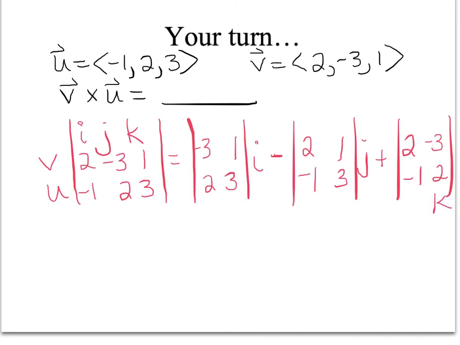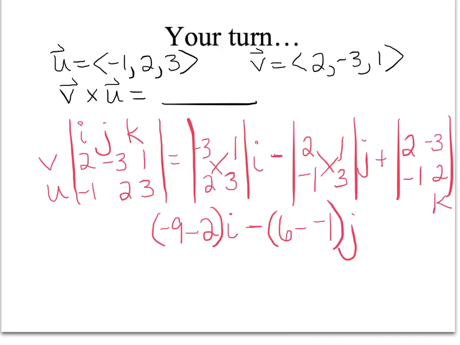Now remember to do the determinant, cross multiply and subtract. So negative 3 times 3 is negative 9, minus 2 times 1 is 2. Subtract the determinant for j. So when I cross multiply, 2 times 3 is 6, minus negative 1 times 1 is negative 1. And then for the k, 2 times 2 is 4, minus negative 1 times negative 3 is 3.